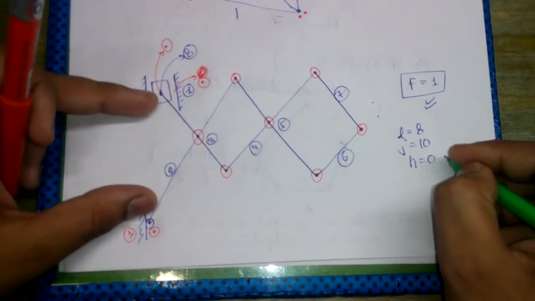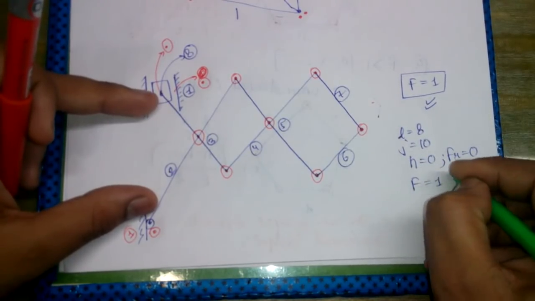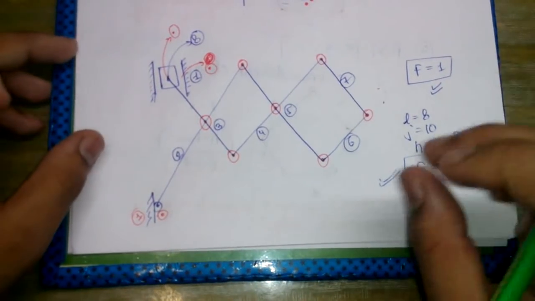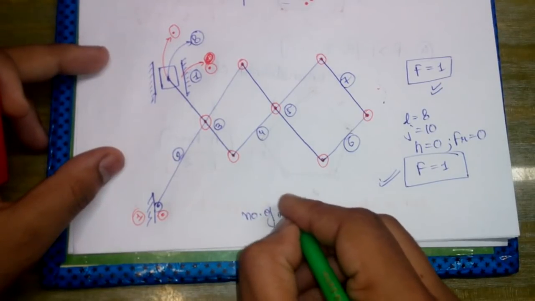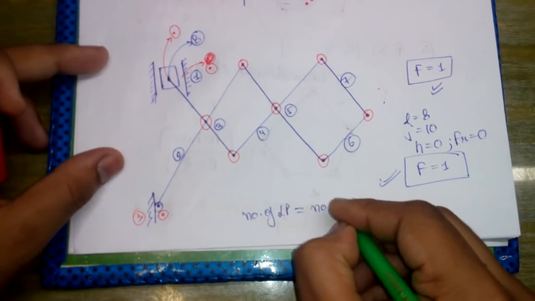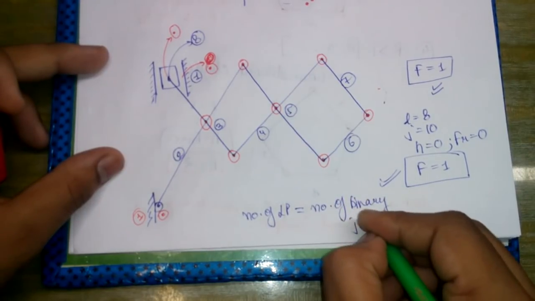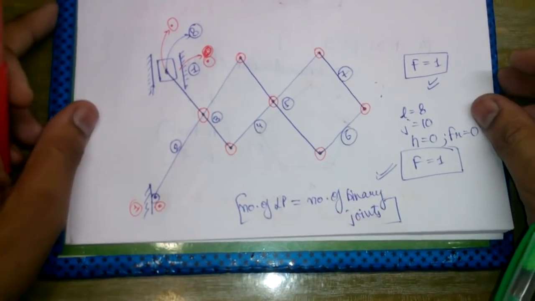Higher pair is equal to 0, redundant motion is equal to 0, hence the degree of freedom is coming out to be 1. So this is a very important point, and we have to note one point here, that the number of lower pairs would be equal to the number of binary joints.